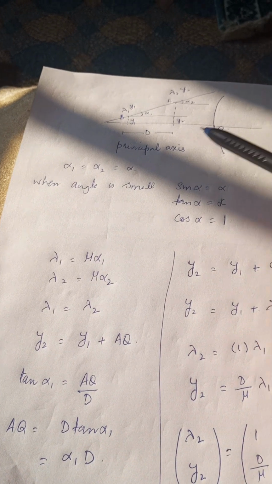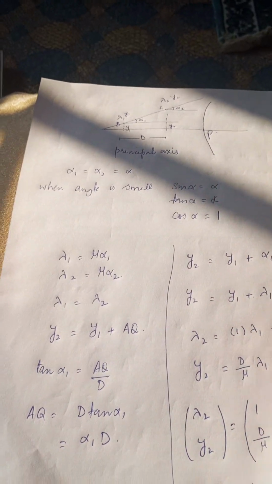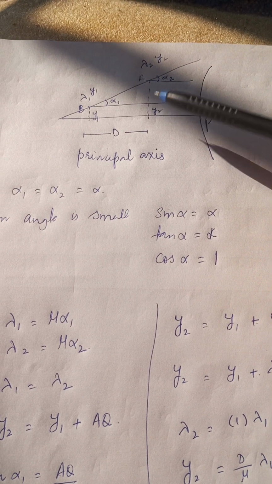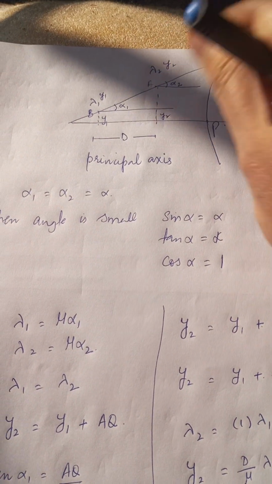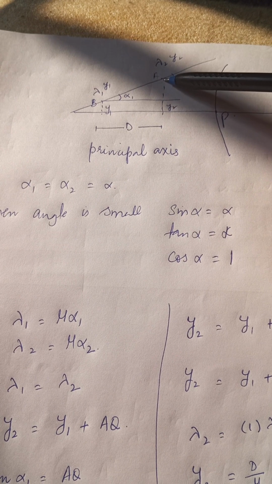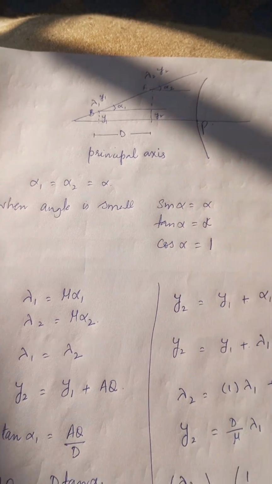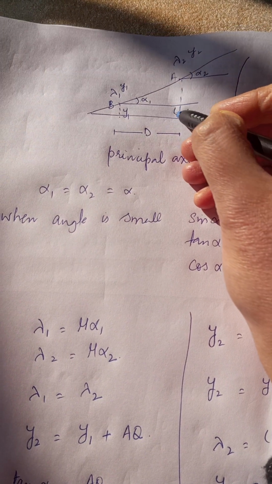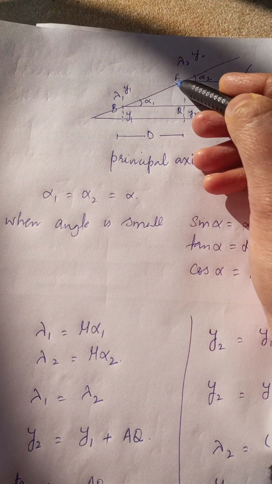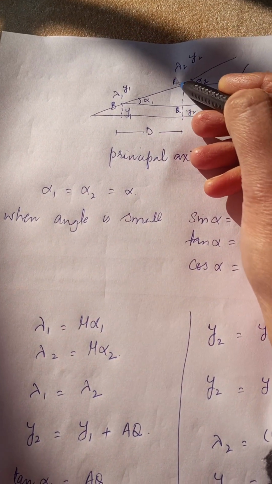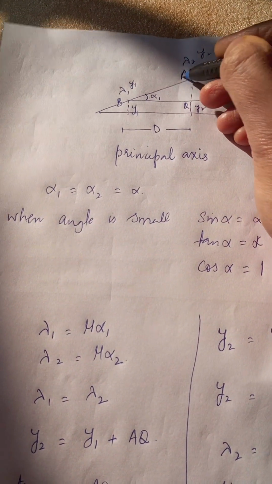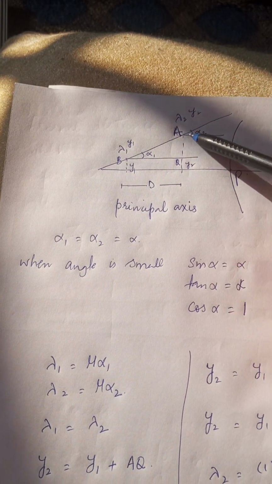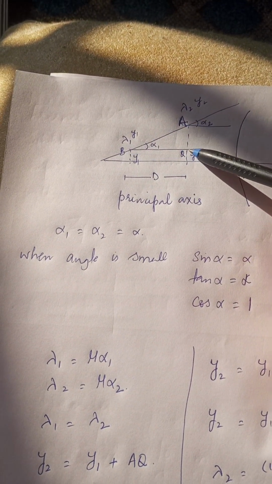Now the next equation would be: how much is this y2? This y2 is obviously y1 plus this much distance from this point to this point, right? Now what is this distance? For example, I call this point Q, and here it is AQ, this distance. I can find this AQ from this right angle triangle ABQ.